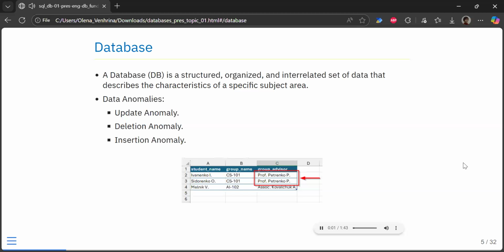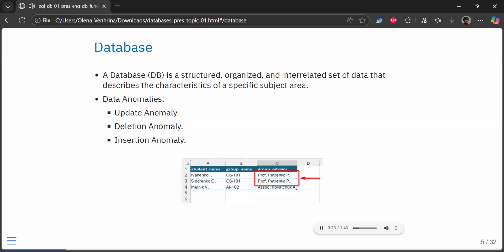Okay, we figured out data and information. Moving on to the second component, database. The key definition is on the screen. A database is a structured and interrelated set of data. And these two words, structured and interrelated, are crucial. They are what separate a professional database from, for example, a large Excel spreadsheet.